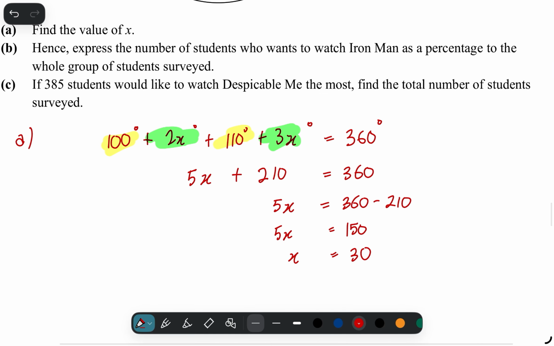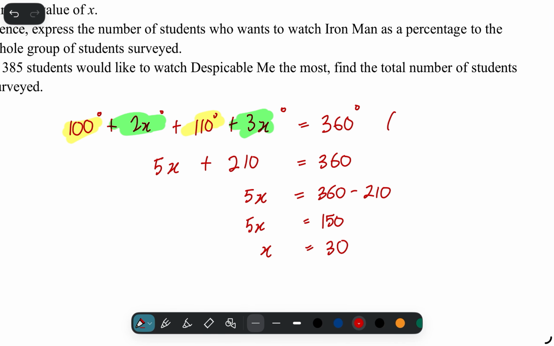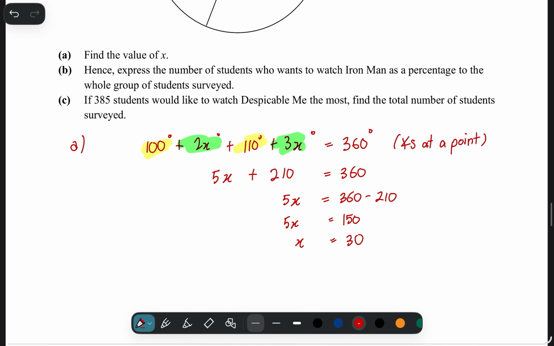It's also good to write the reason for this, which is that angles at a point add up to 360 degrees. This is for part A.